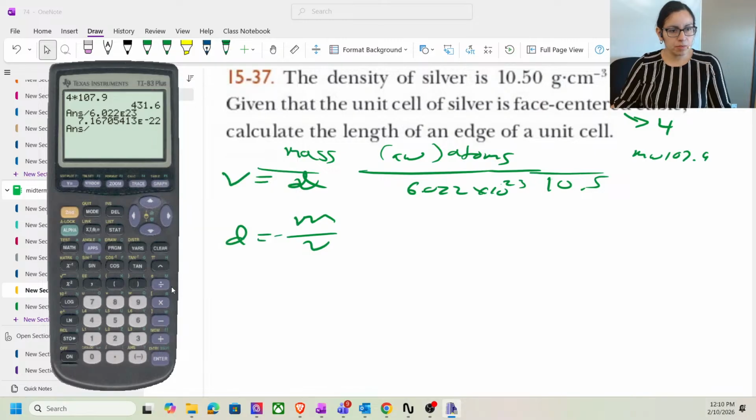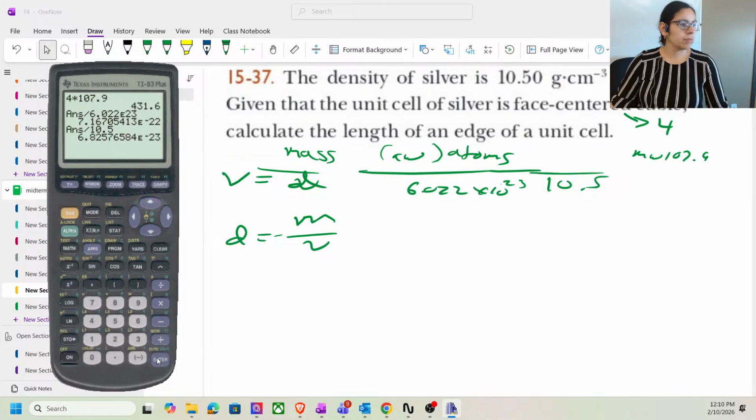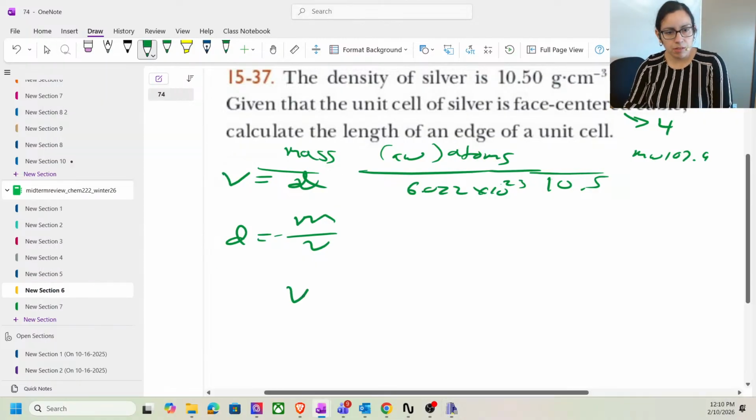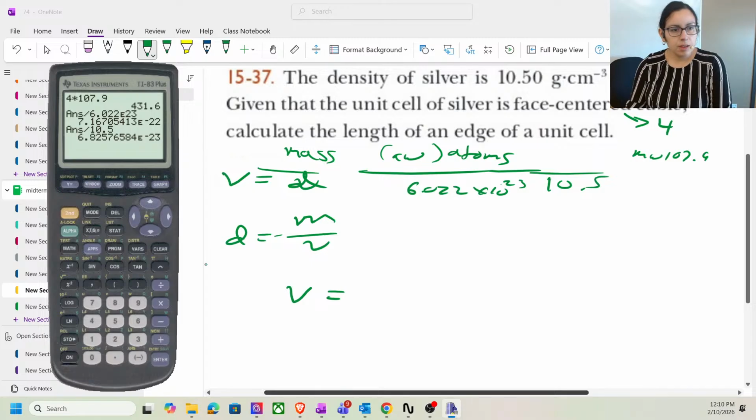Oops, sorry. Divided by 10.5. All right. And then, solving for this, so we're all on the same page, volume is then equal to roughly 6.83. And we're in grams per centimeter cubed, right? So this is centimeter cubed for volume.